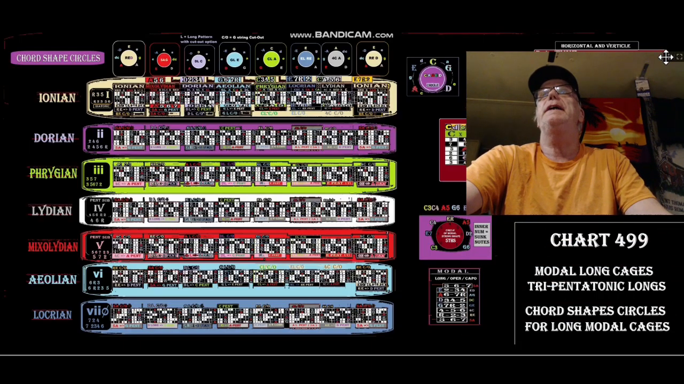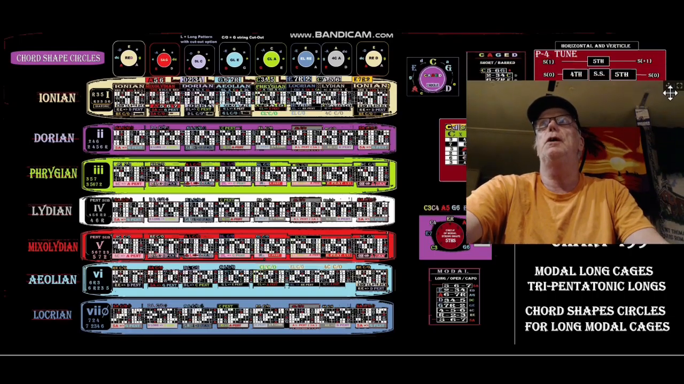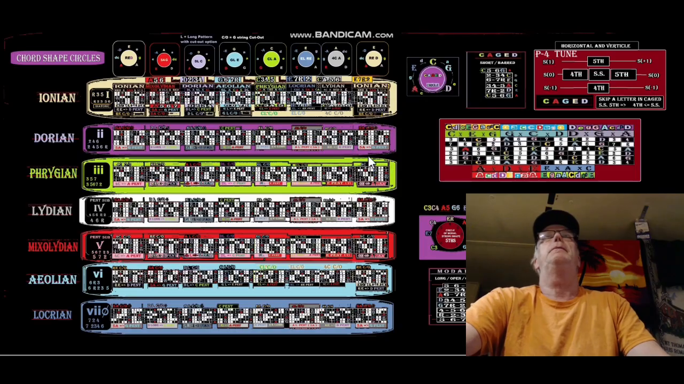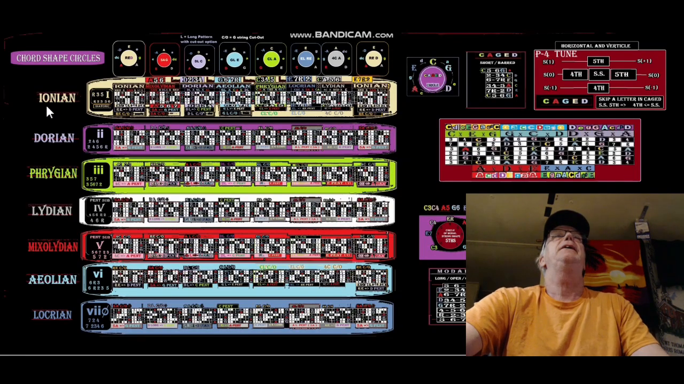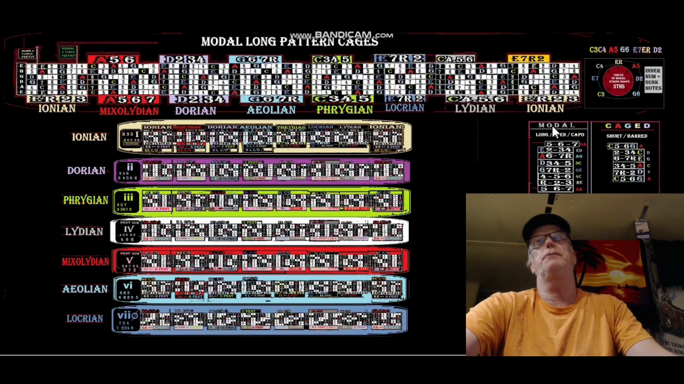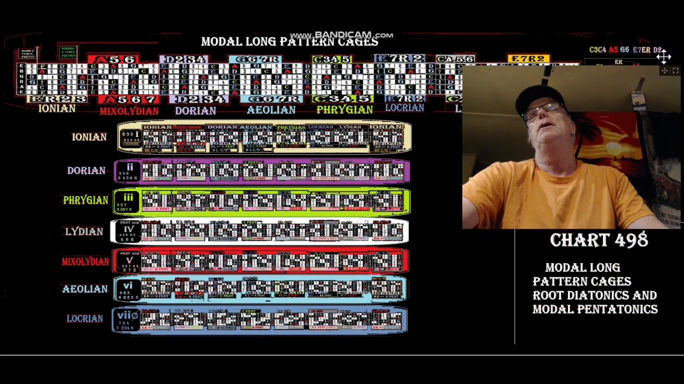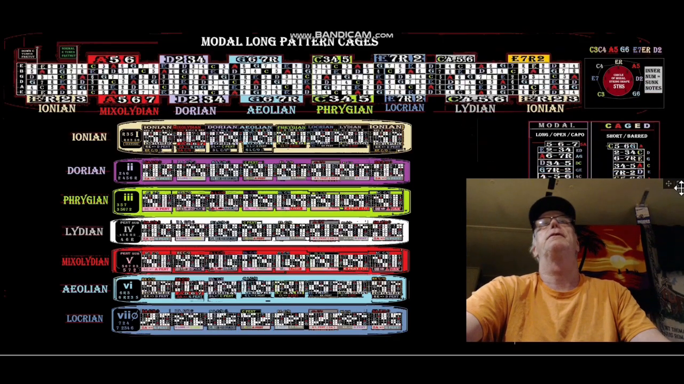Modal long cages, tri-pentatonic longs, chord shaped circles for long modals. Now, talk about the 12 key cages. In this rollout here, I don't have it, but on the previous chart I do have the rollout. We should talk about 498 before we go to 499. Modal long pattern cages, root diatonics, and modal pentatonics.